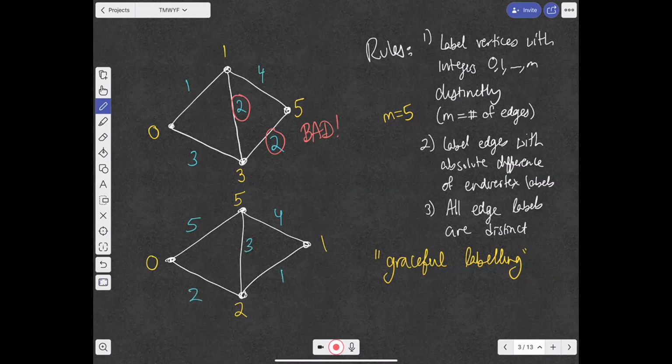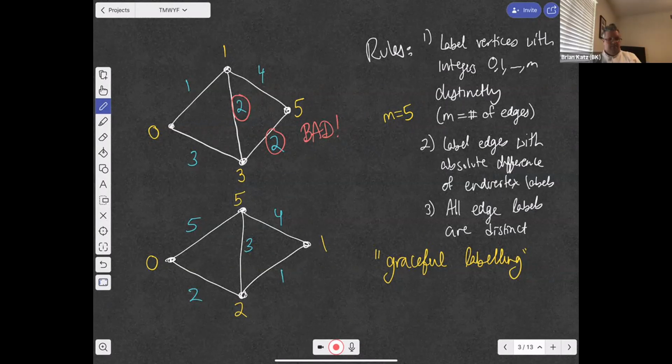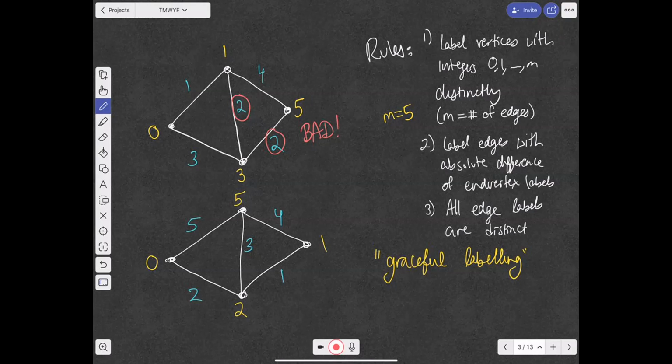Notice with graceful labelings, unlike with other labelings, we're not trying to necessarily minimize something. We're told explicitly what the labels have to be. The labels on the vertices have to be from 0 through m, and the labels on the edges have to be distinct. So those will end up being from 1 through m. So the issue about graceful labeling is more of a yes/no question. Does a graph admit a graceful labeling or not? There are more questions from that, but graceful labelings are a yes/no question for a particular graph, whereas with vertex labelings, edge labelings, and total labelings, you're trying to minimize the highest label that you use.